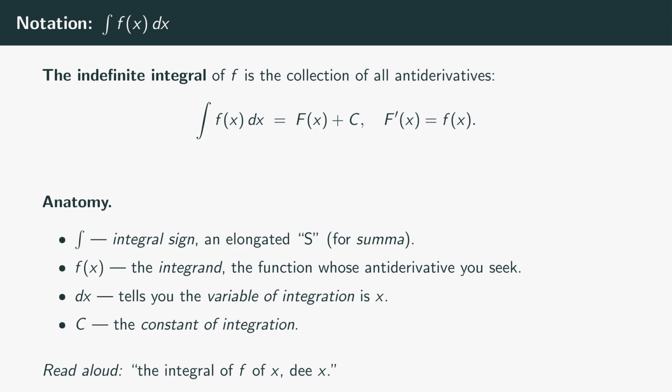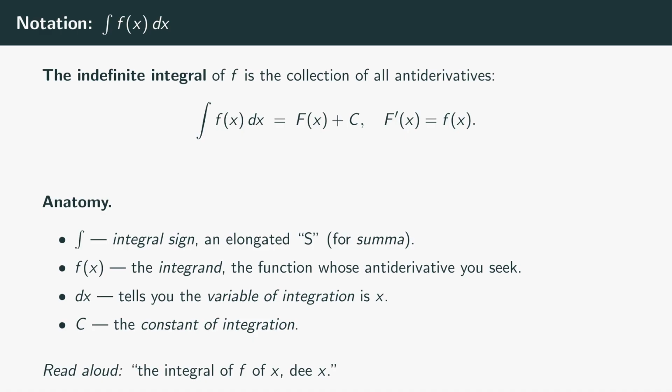Time to talk notation. The collection of all antiderivatives of f has a name and a symbol. It's called the indefinite integral of f, written with this elongated s, the integral sign, followed by f of x followed by dx. Read aloud, it's the integral of f of x dx, and the whole thing equals capital F of x plus c, where capital F is any antiderivative of f and c is the constant of integration.